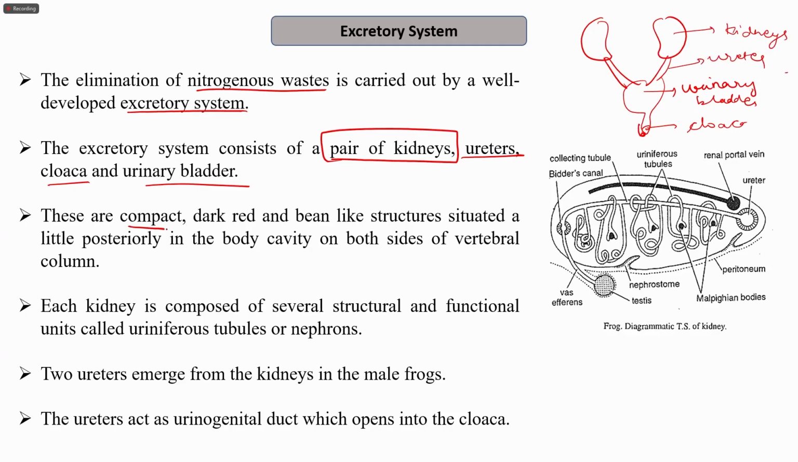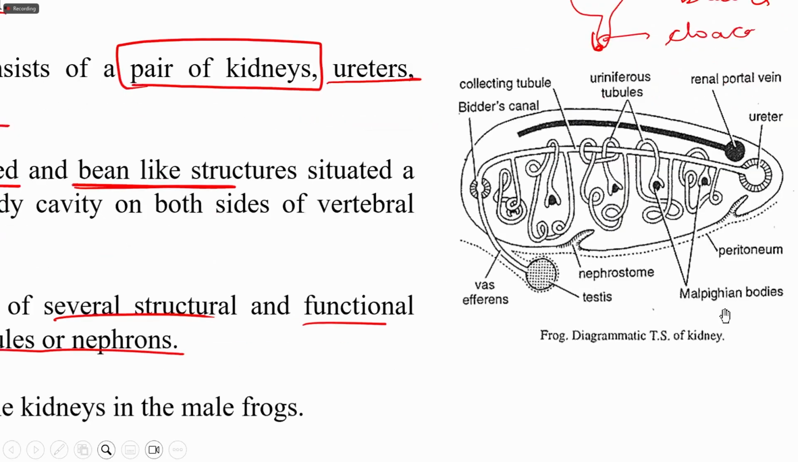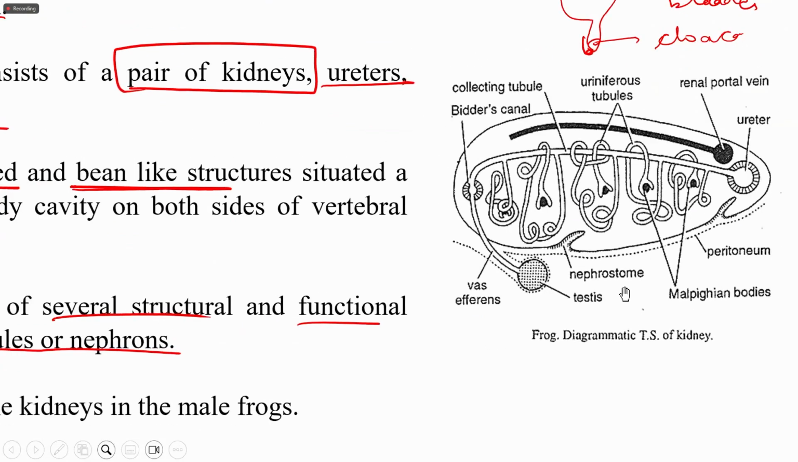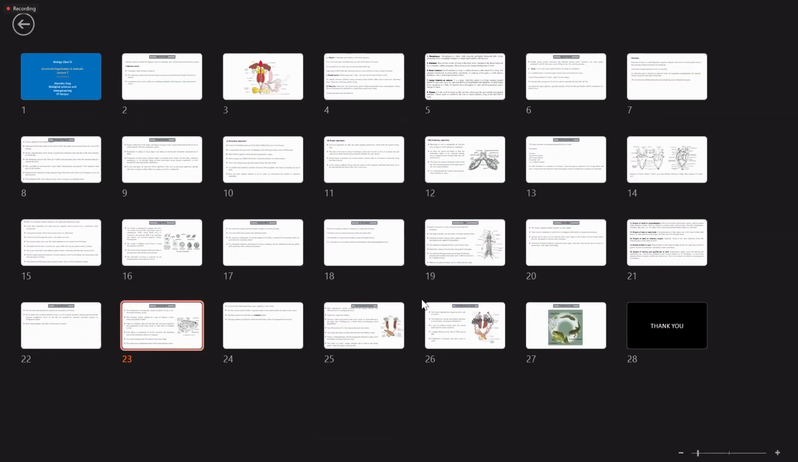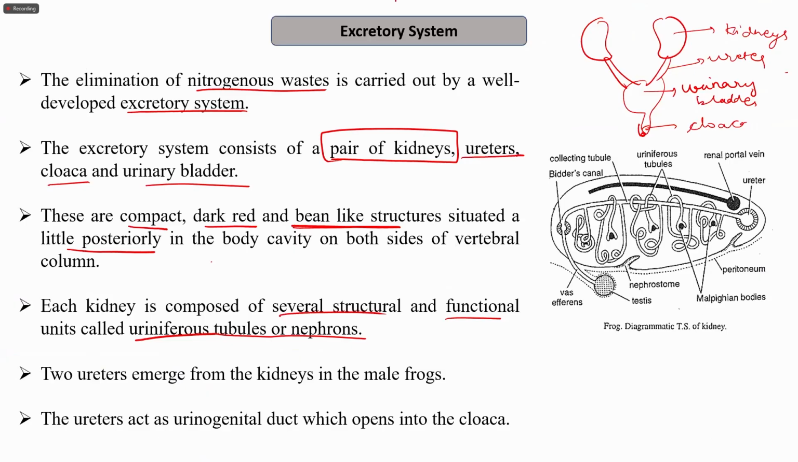Kidneys are compact, dark red and bean-like structures situated a little posteriorly in the body cavity on both sides of the vertebral column. Each kidney is composed of several structural and functional units called uriniferous tubules or nephrons. You can see here, this is the transverse section of kidney, and each kidney consists of various structural and functional units, that is the uriniferous tubules. These uriniferous tubules, also known as the nephrons, are the structural and the functional unit of the kidney.